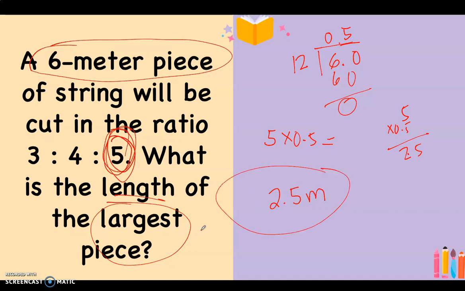Okay, but if it will ask what is the length of each piece, then that's the time that you need to multiply the answer to each term so that you will know the length of each piece. But since the question is the largest piece only, then you just have to multiply the largest piece, which is 5, to the answer, which is 0.5.